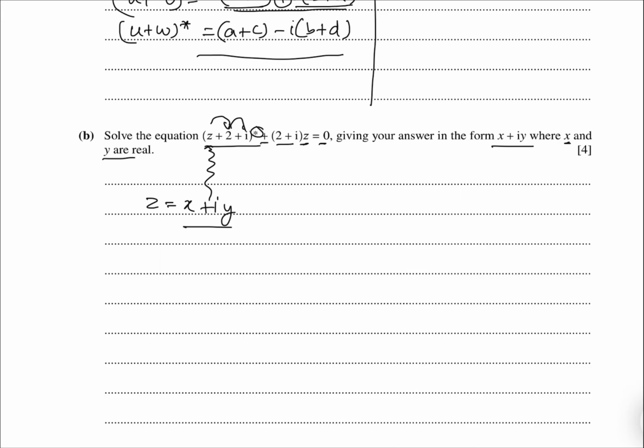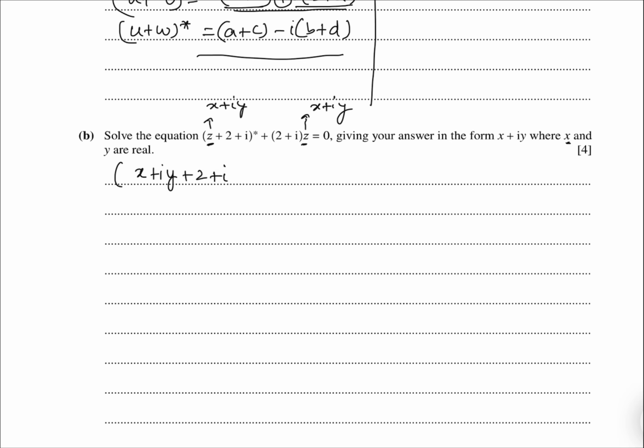So this bracket, let me erase this one now. Replace z with x plus iy. I don't know the value of x or y. Over here also I will put x plus iy. Now let's see what happens. (x plus iy plus 2 plus i) conjugate plus (2 plus i)(x plus iy), see, I have replaced z, equals 0.